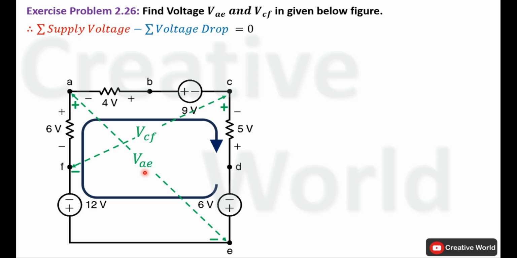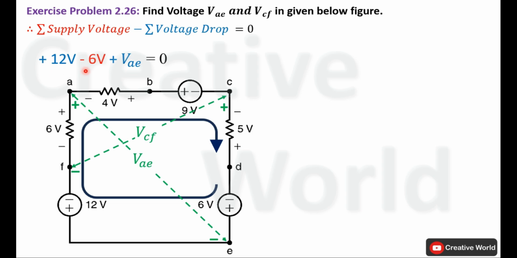For that purpose we will apply Kirchhoff's voltage law for this semi-closed loop. We will start from here. Current entering terminal is positive because current direction is clockwise. So voltage across this voltage source will be taken with positive sign, plus 12 volt. Move to next element. Voltage across this resistive element will be taken with minus sign because current entering terminal is negative. Now at the end, voltage between these 2 points VAE will be taken with positive sign because current entering terminal is positive. KVL equation for this semi-closed loop is provided here.